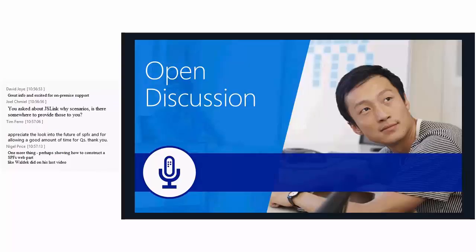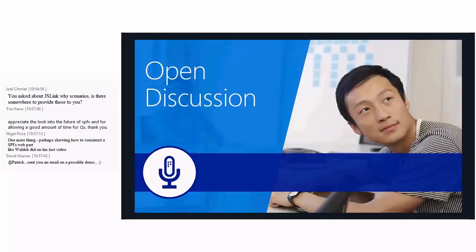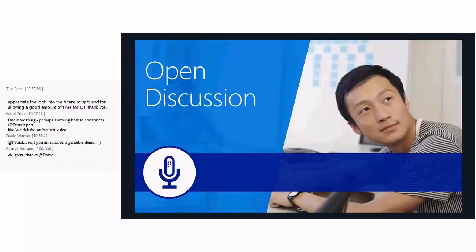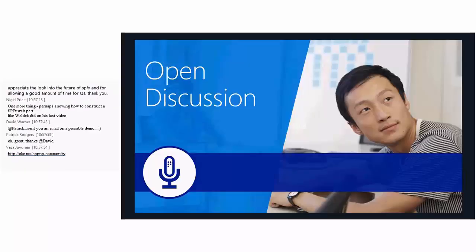There are some comments. I can address this in a second. You asked about JS link-wise scenarios. Is there something to provide those to you? We don't specifically, probably the easiest way to do that is to have an open discussion in our community channel. So I'm going to add the community channel URL in the window.